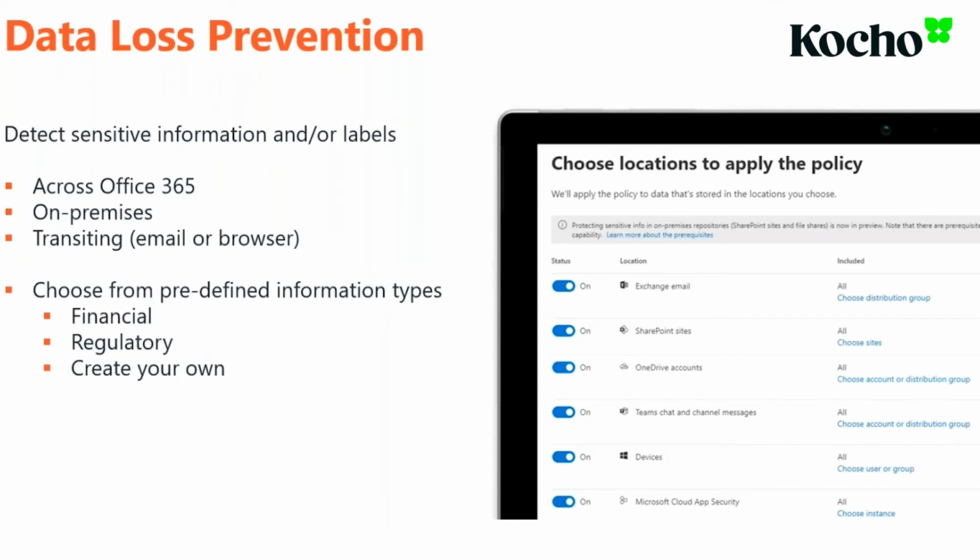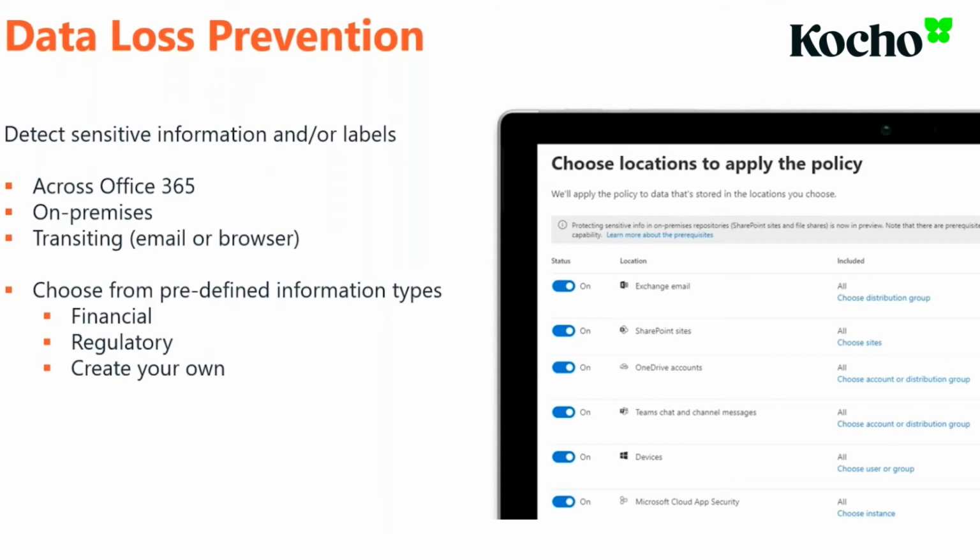So we can create a policy that deals with email, a different policy that deals with SharePoint, a different one for OneDrive, another one for Teams. Or we could have one policy that controls all of these things if we can define that policy well enough.